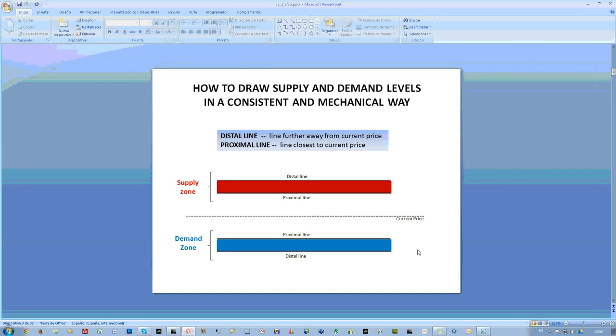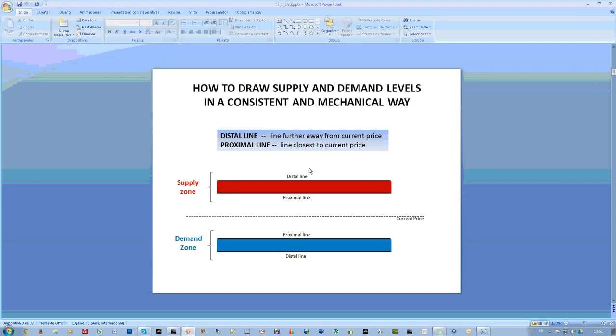In this video, I'm going to show you how to draw supply and demand levels in a very consistent and mechanical way, which is essential for our way of thinking, like a robot. You have to trade like a robot, always do the same thing in order to achieve the same results over and over and over.